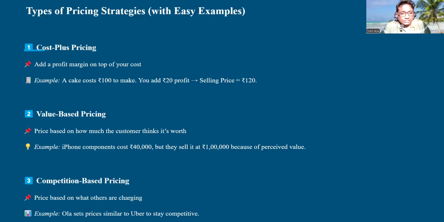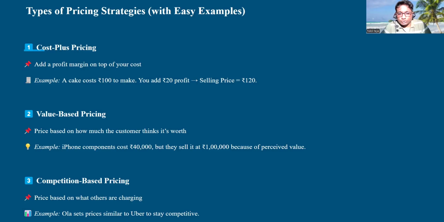So yeah, next is competition based pricing. That is nothing but you will be pricing based upon your competition. Best example is Airtel and Jio. Nowadays, they are doing competition based pricing, right? They are keeping competition based pricing for SIM cards as well as recharges. Price based on what others are charging, right?